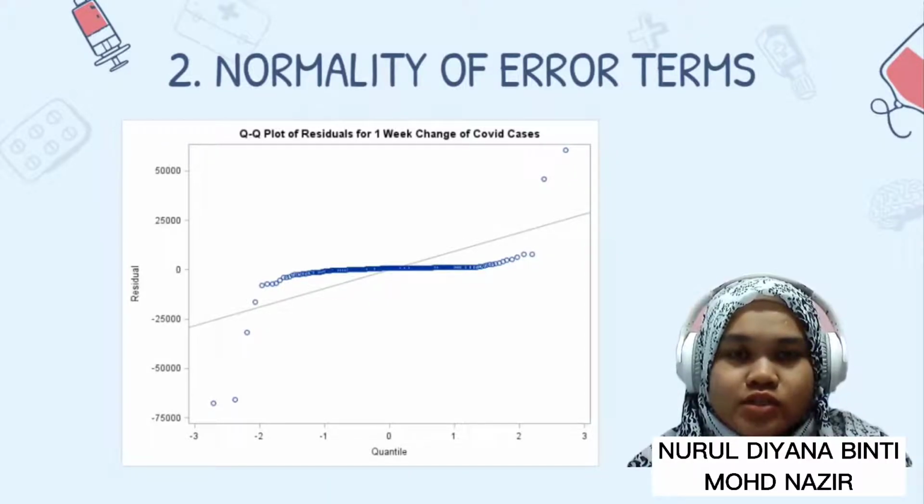Okay, the second assumption of model adequacy checking in multiple linear regression is the normality of the error curve. We can see from the Q plot of residuals for the number of one-week change, the error points are not normally distributed, since most of the points are spread far and not aligned on the 45-degree straight line. We can also see that there is an S-shaped curve that is shorter than normal tails. Therefore, this indicates less variance than expected.